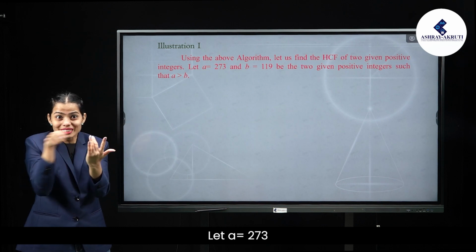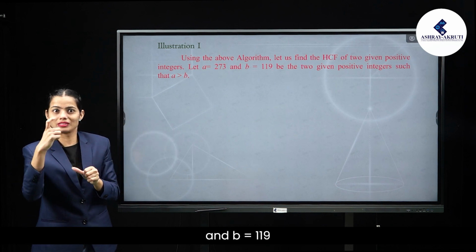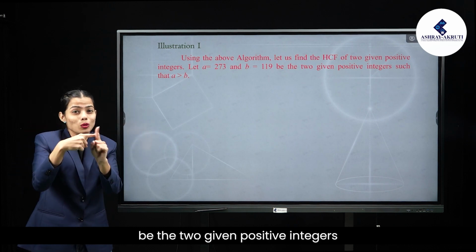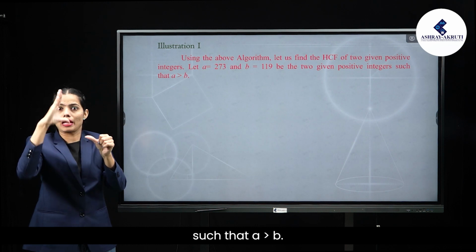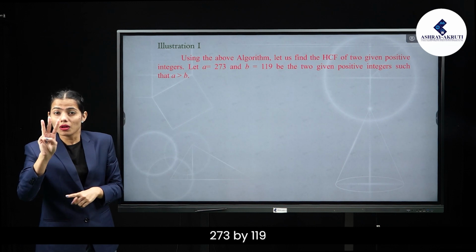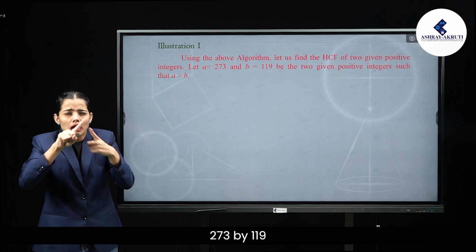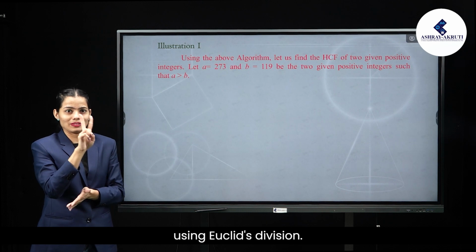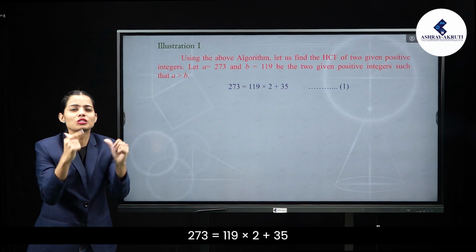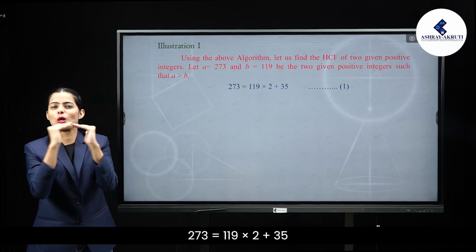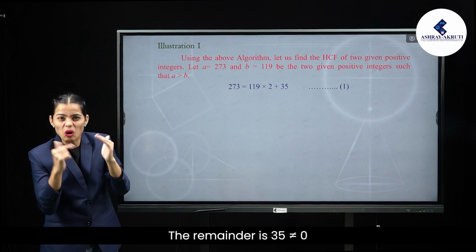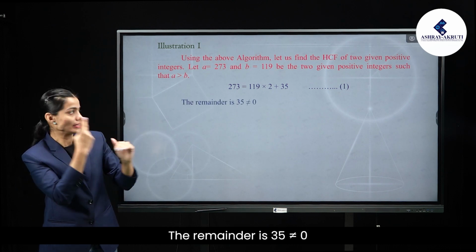Let A = 273 and B = 119 be the two given positive integers such that A > B. We start by dividing 273 by 119 using Euclid's division lemma, and we get 273 = 119 × 2 + 35, and that is equation number 1. The remainder 35 is not equal to 0.